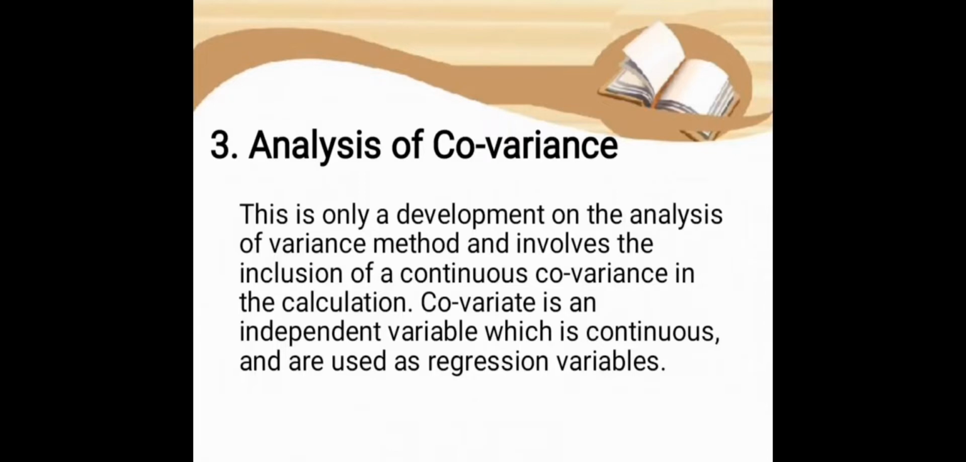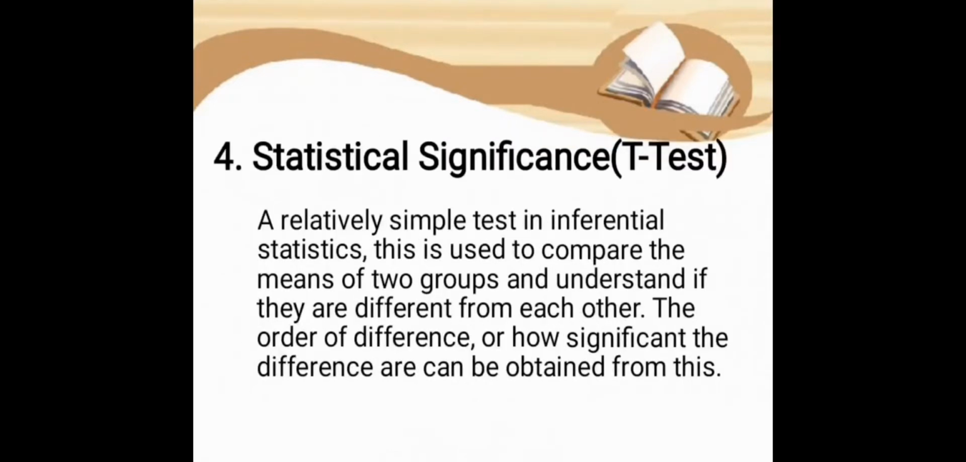variable. Number 4, statistical significance, a relatively simple test in inferential statistics. This is used to compare the means of two groups and understand if they are different from each other. The order of difference, or how significant the differences are, can be obtained from this. So statistical significance helps quantify whether a result is likely due to chance or to some factor of interest.